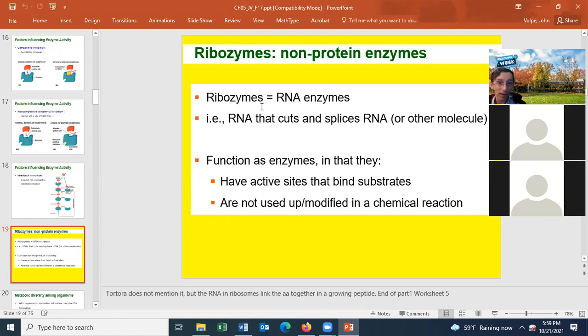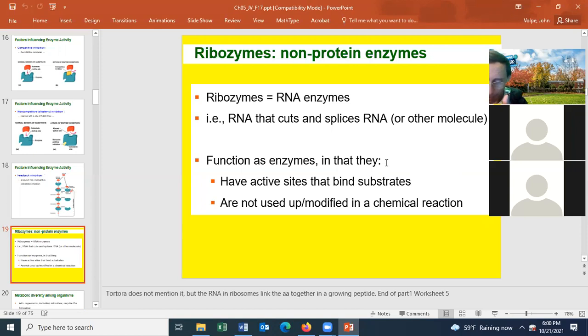So ribozymes are enzymes, okay? They're just special because most enzymes are made up of protein. Probably over 95% of enzymes are protein enzymes, but there are some which are RNA enzymes, and you need to know that. Okay, there's only one RNA enzyme we'll ever discuss in this class, and that is in the ribosome.